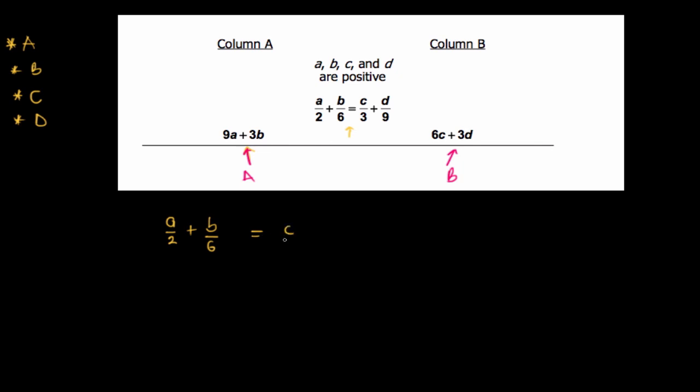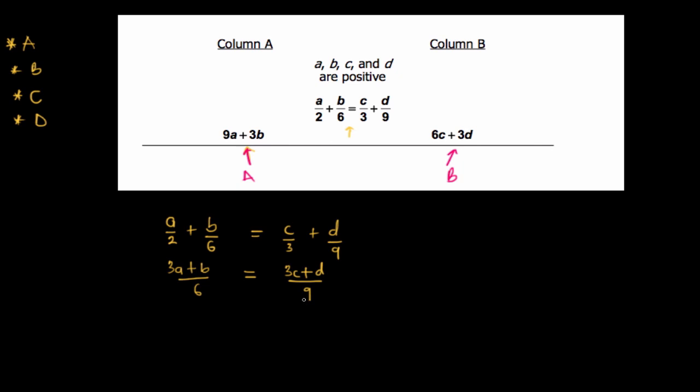Now this equals C all over 3 plus D all over 9. To solve this, on the left hand side, you find the LCM of 2 and 6, which is 6. 6 divided by 2 is 3 times A, you have 3A, plus 6 divided by 6 is 1 times B, you have B. Now this equals the LCM of 3 and 9, which is 9. 9 divided by 3 is 3 times C, that gives 3C, plus 9 divided by 9 is 1 times D, that gives D.